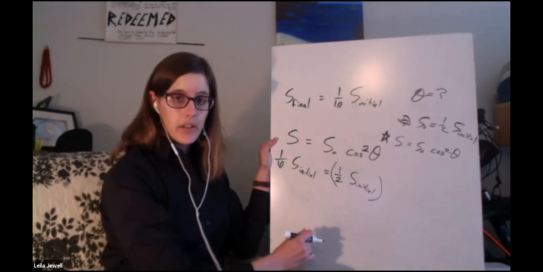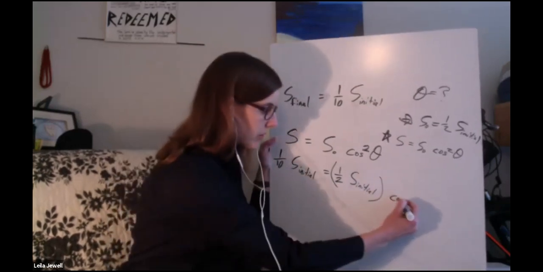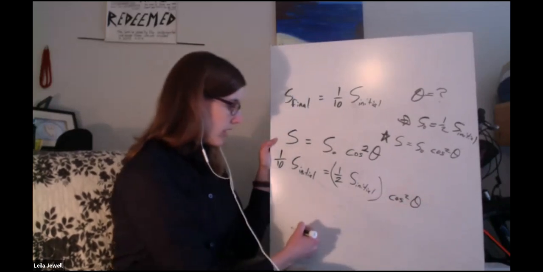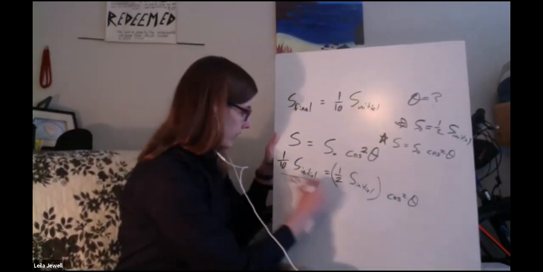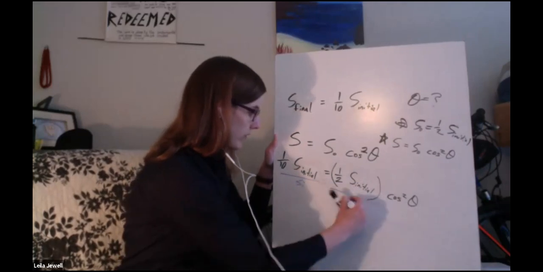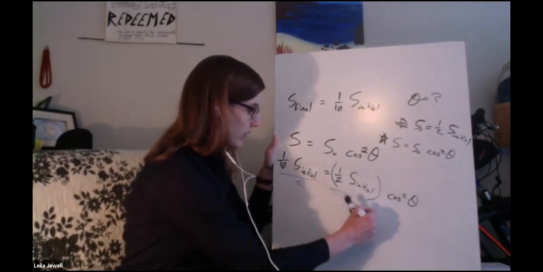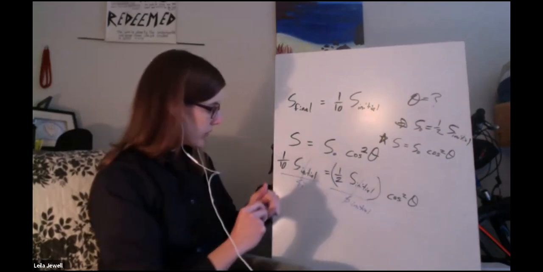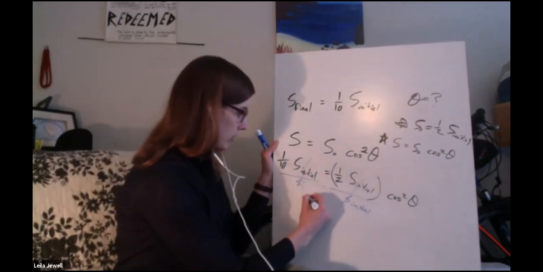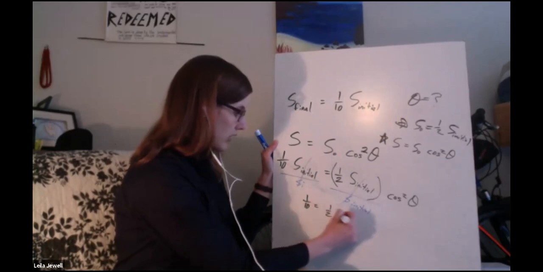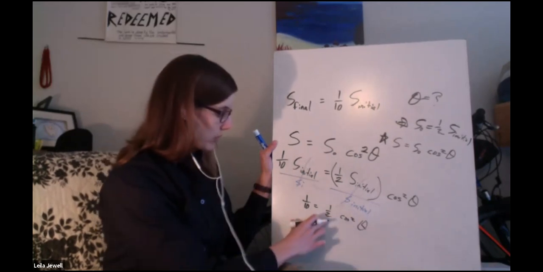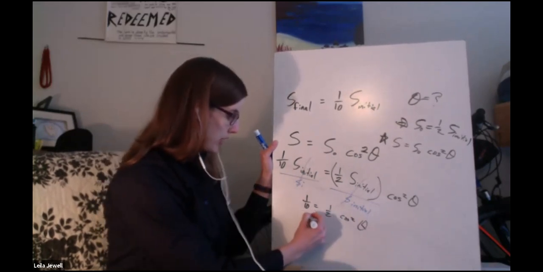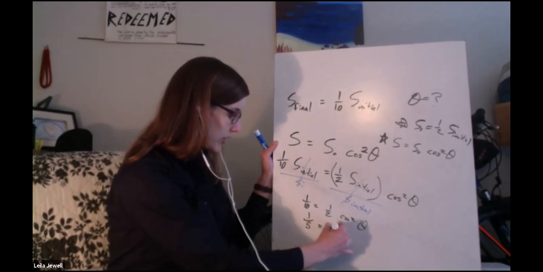So plugging in that relationship as well, and then times cosine squared of theta. So my S initials would just divide out. That will disappear. And we're left with 1/10 is equal to 1/2 cosine squared of theta. And so if we multiply the 2 across, then we'd have 2/10 or 1/5 is equal to cosine squared of theta.